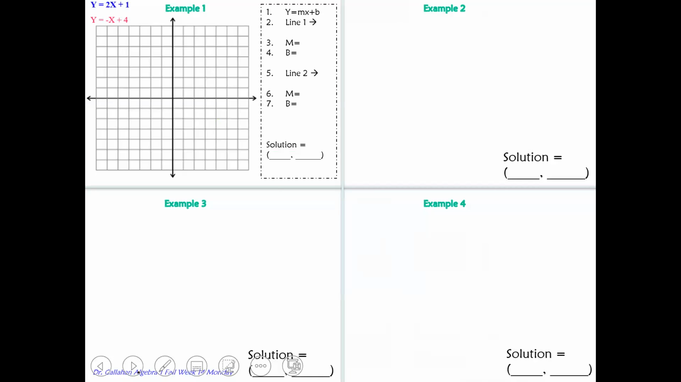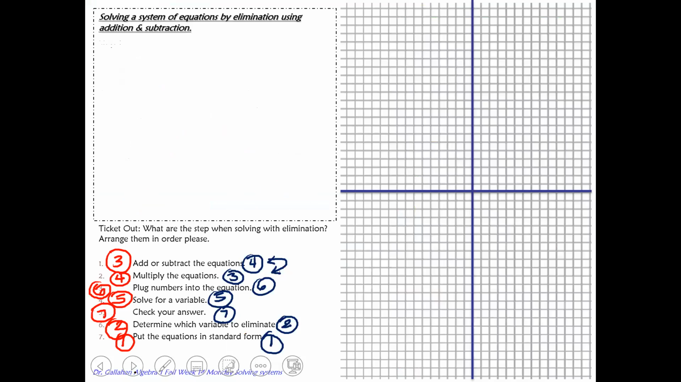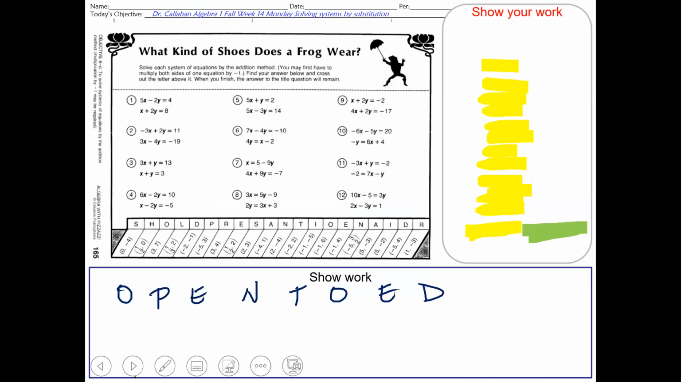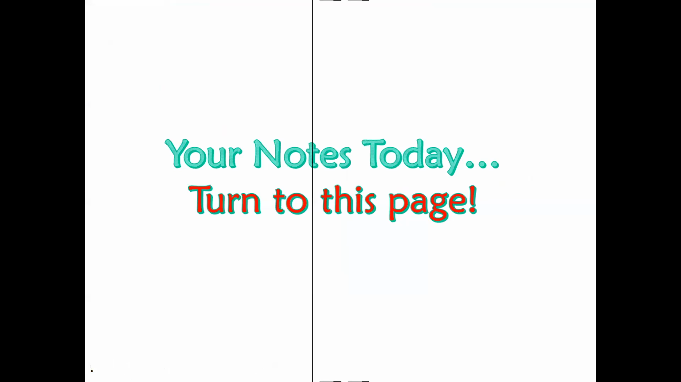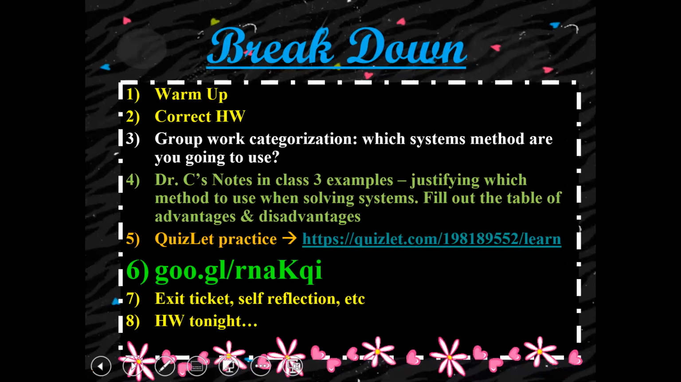Okay, last time I saw you guys, we went over these 4 questions. You did your storyboard. You also had a turkey here. So let's go ahead and take a look at the breakdown for today. Today we're going to do a categorization where I'm going to give you a bunch of questions and you're going to tell me which method you're going to use. And remember, there are 3 methods.